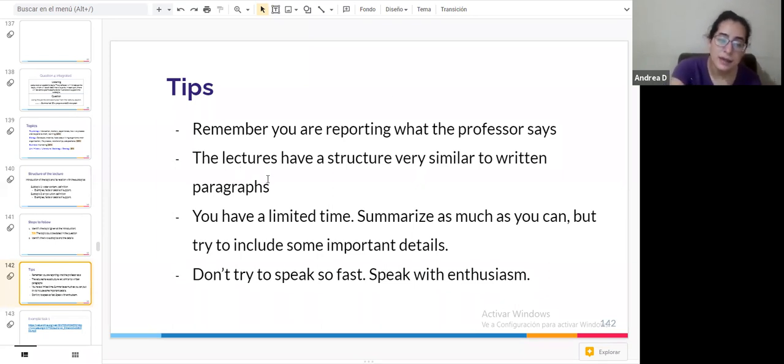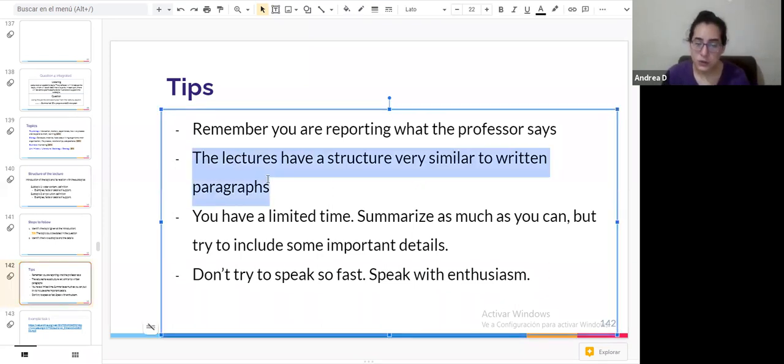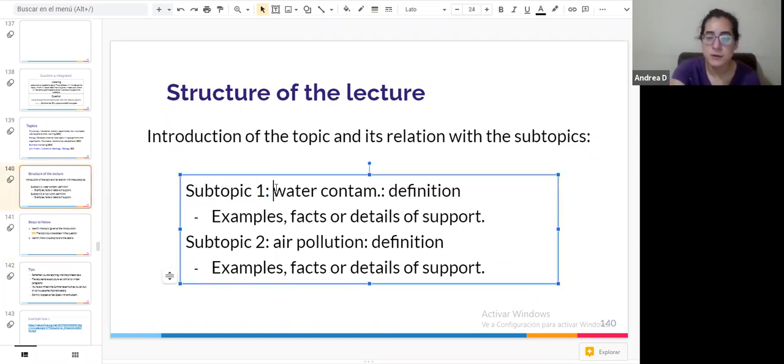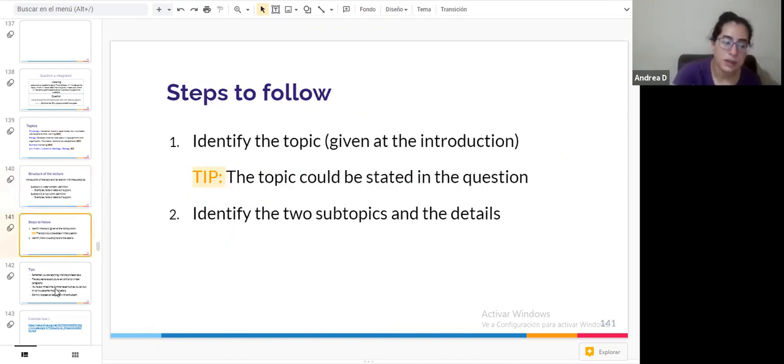When you're listening, pay attention to these transitions. They help you big time because the professor will use them. They will say something like, okay, so first we have this first topic, for example, or take this as an example. So pay attention to them. They will help you.